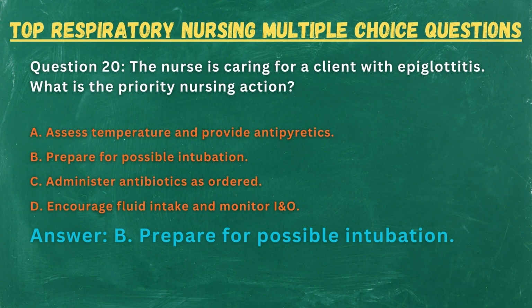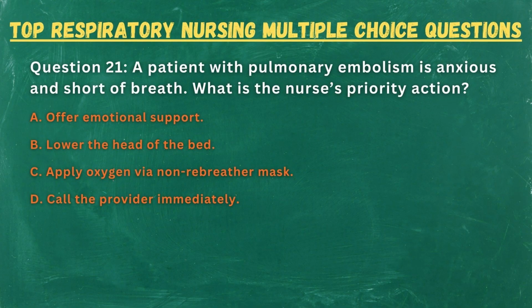Answer. B. Prepare for possible intubation. Question 21. A patient with pulmonary embolism is anxious and short of breath. What is the nurse's priority action? A. Offer emotional support. B. Lower the head of the bed. C. Apply oxygen via non-rebreather mask. D. Call the provider immediately.